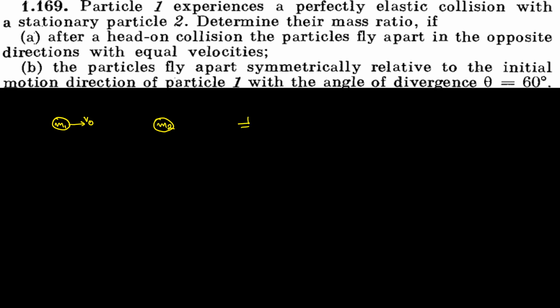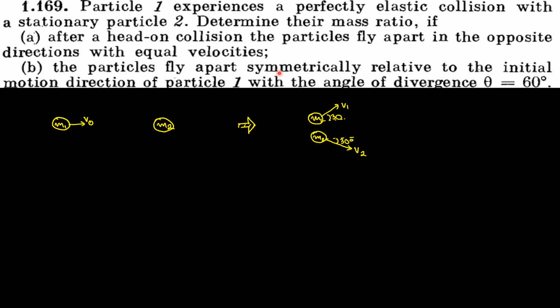And after collision, what happened is mass m1 flew in another direction v1, making an angle of 30 degrees with the horizontal, and mass m2 traveling in this direction, making 30 degrees with the horizontal. Now you might ask, sir, why did you take this 30 and 30? It is given in the question. The particles fly apart symmetrically relative to the initial motion of particle 1 with the angle of divergence 60. That means with the horizontal, this one would be 30, this one would be 30.